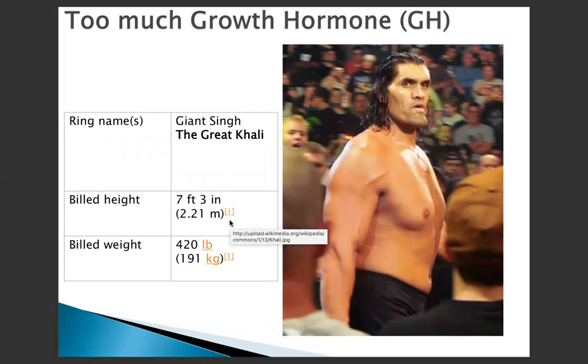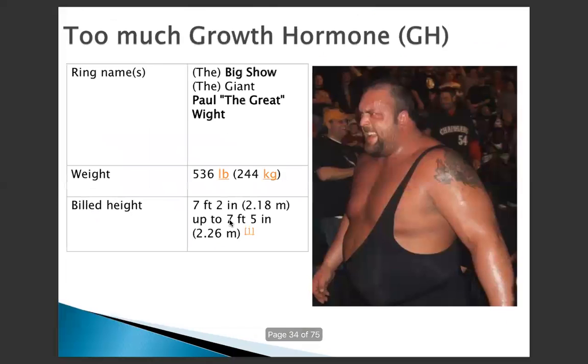But with growth hormone, there can be too much, like for some people. Right here we have the Great Khali. He is about 7'3" tall and about 420 pounds. He produces too much growth hormone. Also right here we have the Big Show, whose name is also Paul White. He's about 536 pounds, about 7'2". He too, like the Great Khali, has a lot of growth hormone.